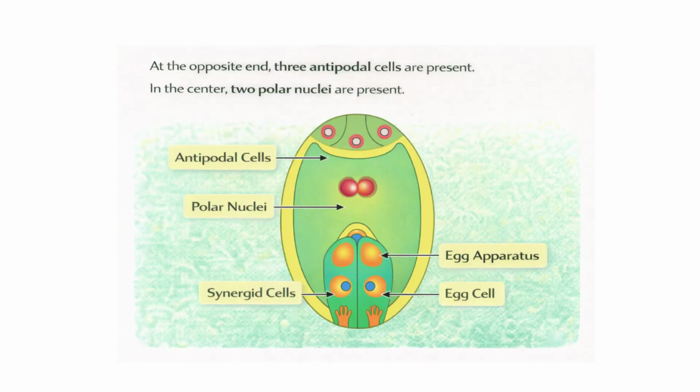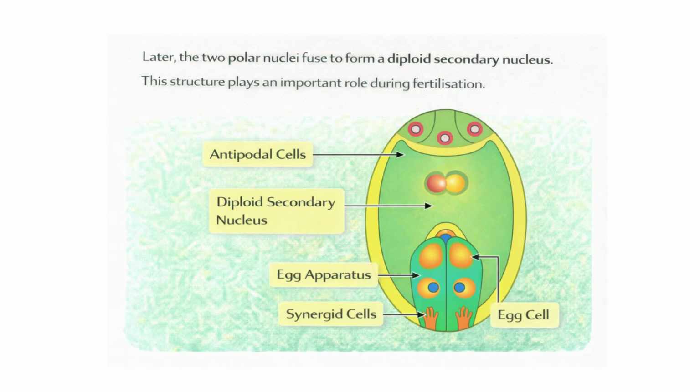At the opposite end, three antipodal cells are present. In the center, two polar nuclei are present. Later, the two polar nuclei fuse to form a diploid secondary nucleus. This structure plays an important role during fertilization.